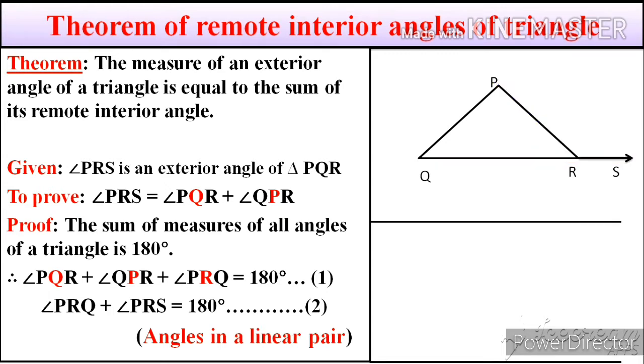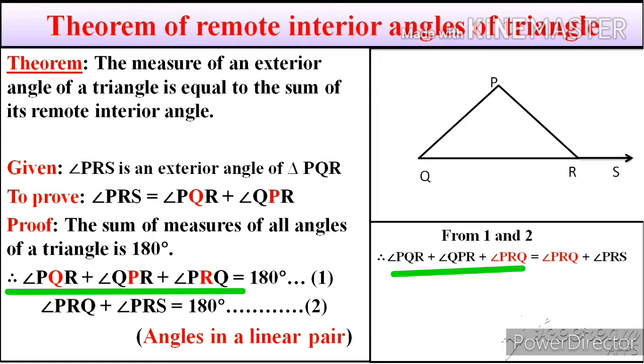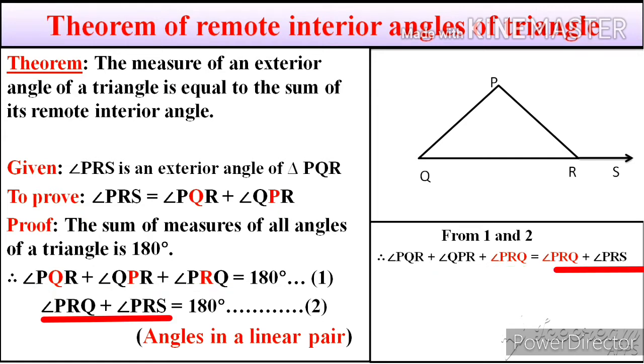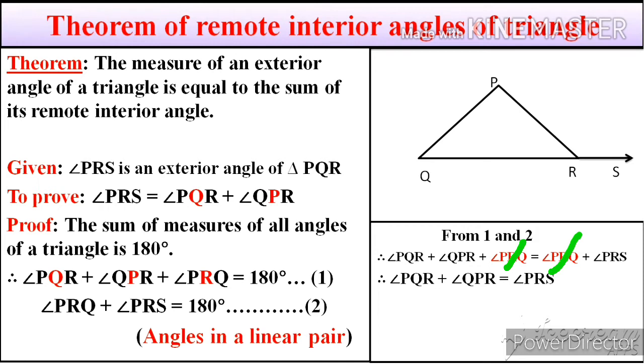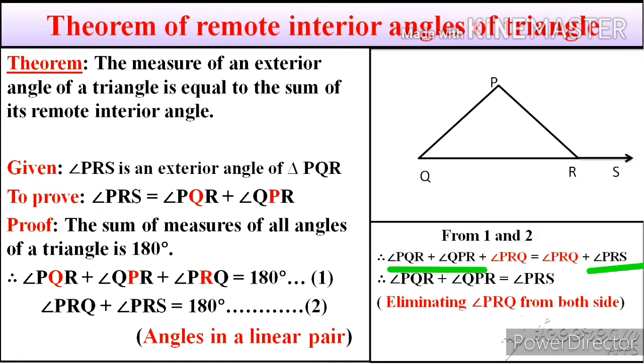Now students, from first and second we get angle PQR plus angle QPR plus angle PRQ equal to angle PRQ plus angle PRS. Eliminating angle PRQ from both sides, which I have highlighted with the red color, the remaining angles are angle PQR plus angle QPR equal to angle PRS. Here we have proved.